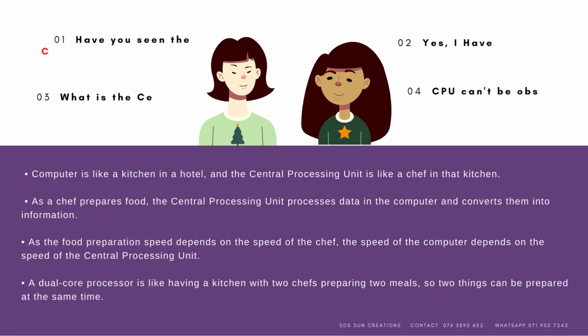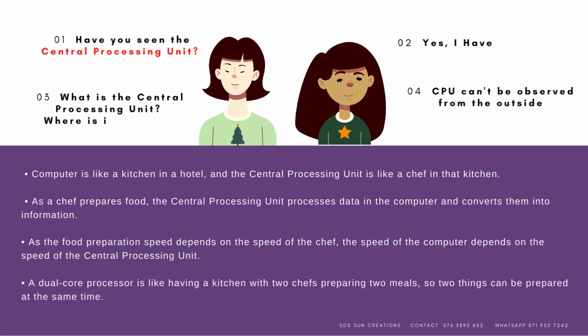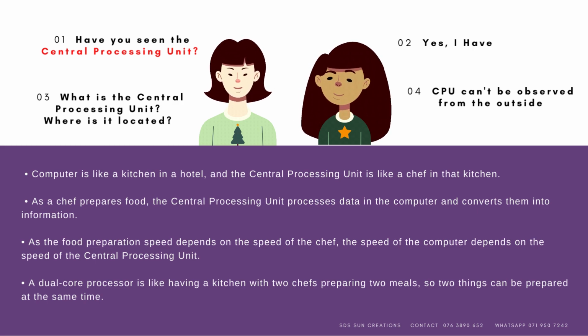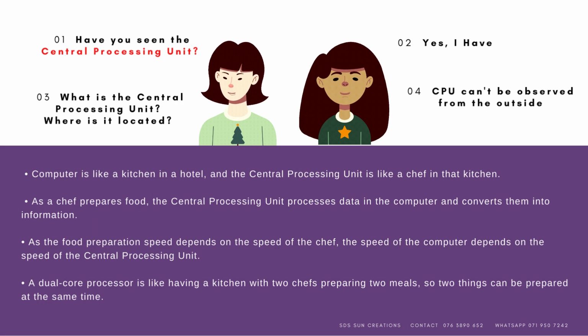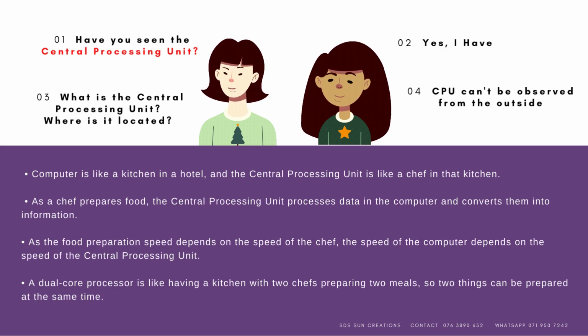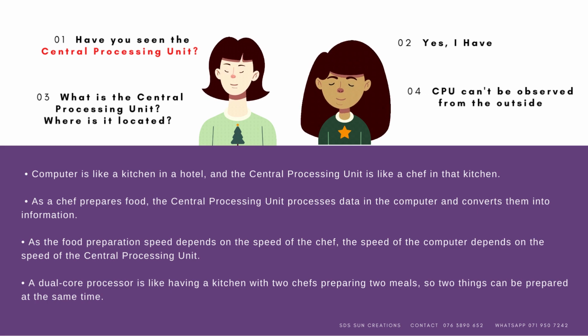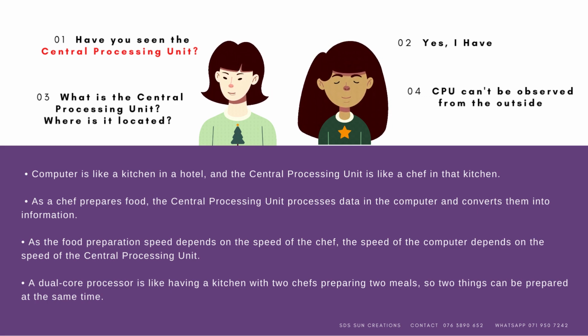A computer is like a kitchen in a hotel, and the central processing unit is like a chef in that kitchen. As a chef prepares food, the central processing unit processes data in the computer and converts them into information. As the food preparation speed depends on the speed of the chef, the speed of the computer depends on the speed of the central processing unit.